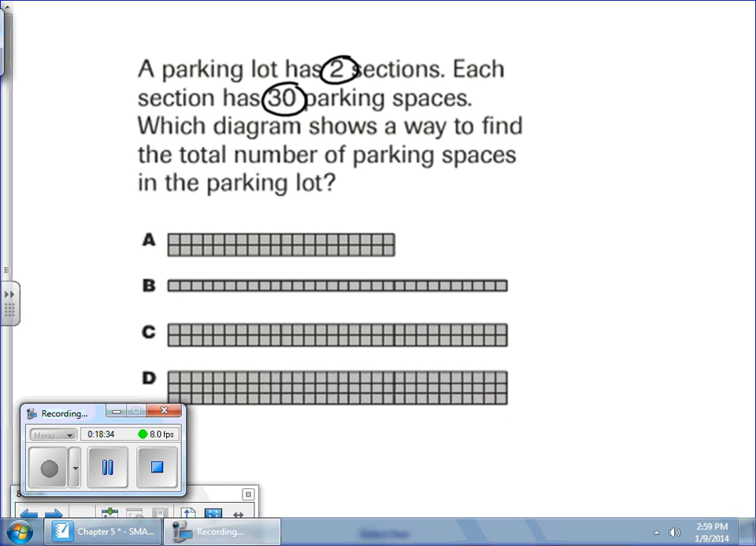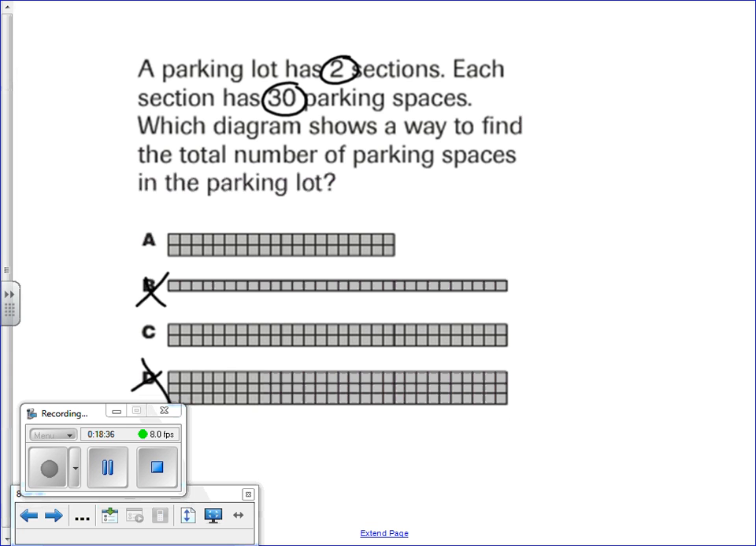So I'm going to get rid of B. Exactly. I'm going to get rid of B and D. And now I'm left with A and C because they each have 2. So I need to find the one with 30 boxes. I'm going to go ahead and guess that it's C because it's longer. Let's count. 1, 2, 3, 4, 5, 6, 7, 8, 9, 10, 11, 12, 13, 14, 15, 16, 17, 18.